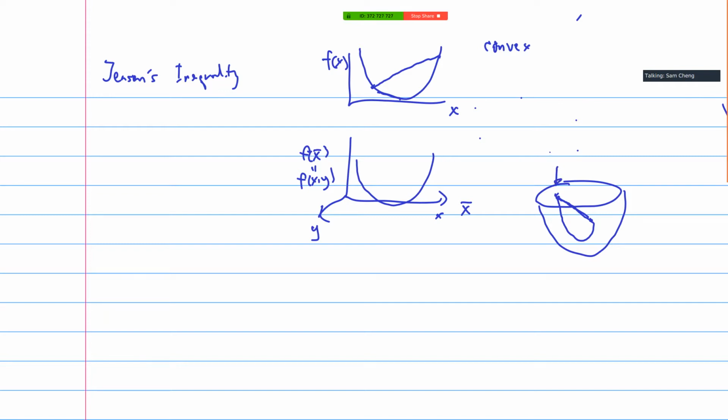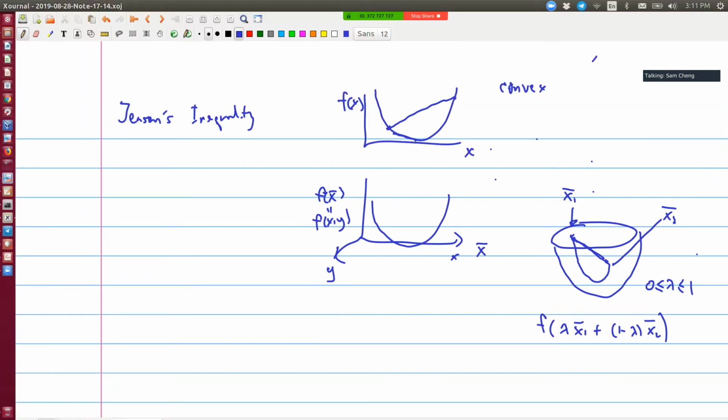Let me be more precise. Let's say one point here is x1, and another point here is x2. Then this line here is basically f of lambda x1 plus 1 minus lambda x2, and of course I need to specify lambda should be between 0 and 1. Then you see that this covers this line here. Maybe I'll use another color.